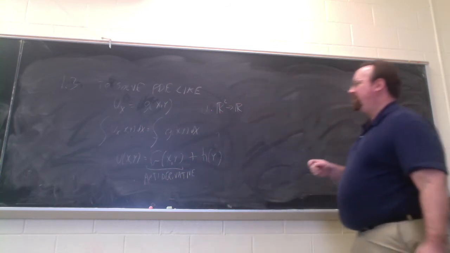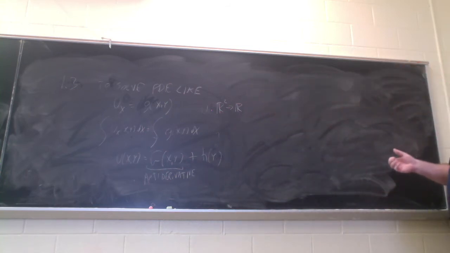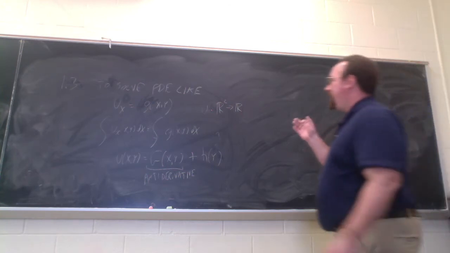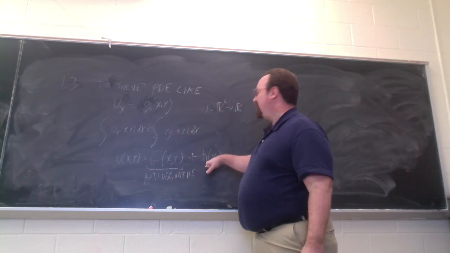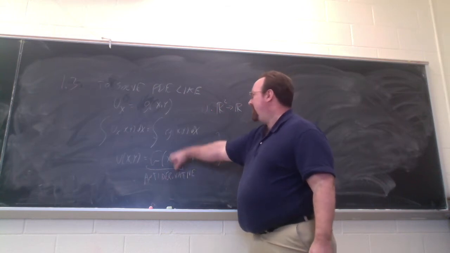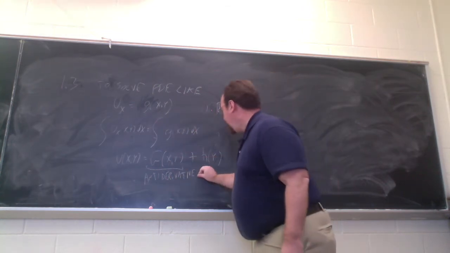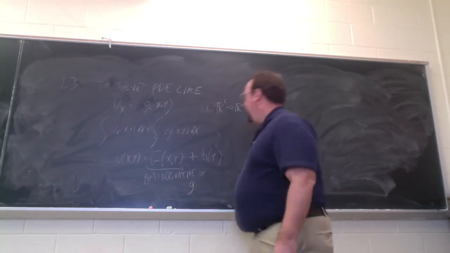Based on what we have here, there's nothing else specified, so this could be any function of y whatsoever, because when you differentiate with respect to x, it's going to go away. And you just have a derivative of this, which is little g. And that's the antiderivative of little g.